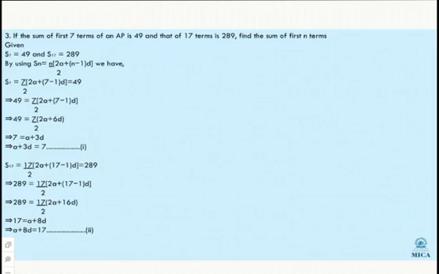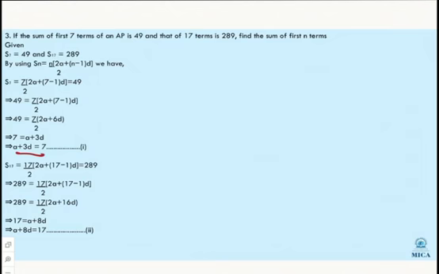If the sum of the first 7 terms of an AP is 49 and that of 17 terms is 289, find the sum of first n terms. Given S7 is equal to 49 and S17 is equal to 289. By using the formula Sn is equal to n by 2 into 2a plus n minus 1 into d, we have S7 is equal to 7 by 2 into 2a plus 7 minus 1 into d, which is equal to 49. After simplifying, we get a plus 3d is equal to 7.